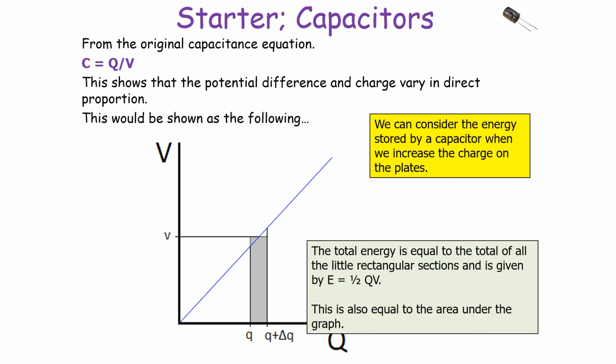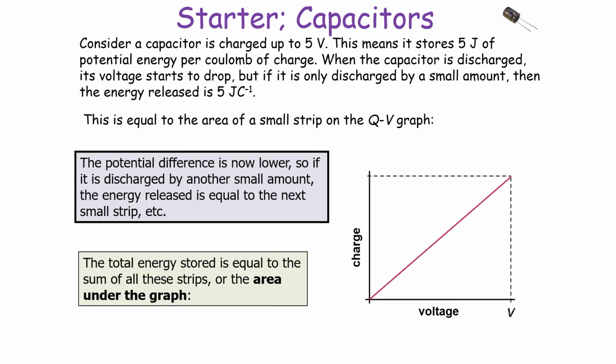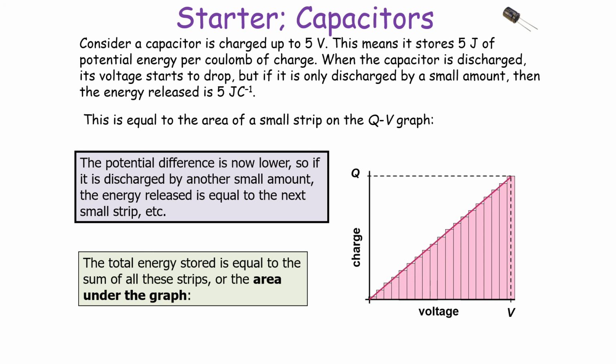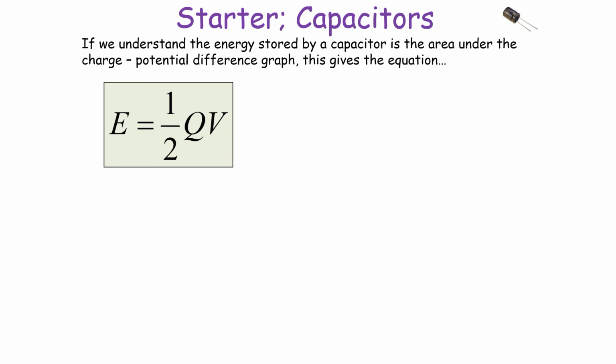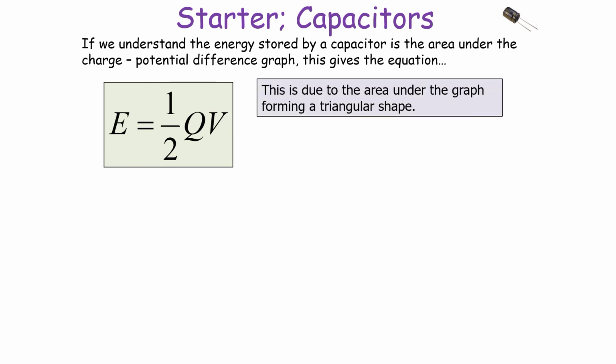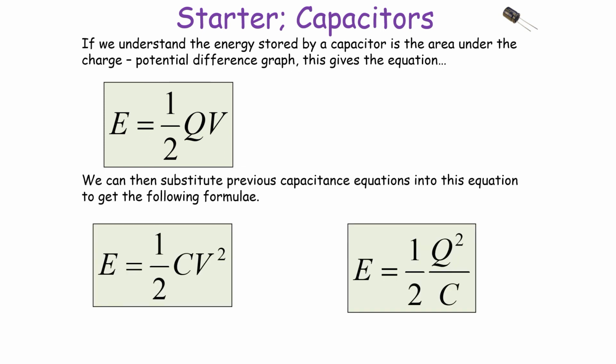So what we know is the area under our curve is equal to the energy stored by the capacitor. So it's equal to a half QV, as it's a triangle under this straight line. As we see here, you can form your area under your curve, you can split this into little small strips, or you can just work out the overall shape, and our overall shape is a triangle, so we know it's a half base times height, so it's a half QV. So there's our equation. This is due to the area under the graph forming a triangular shape.